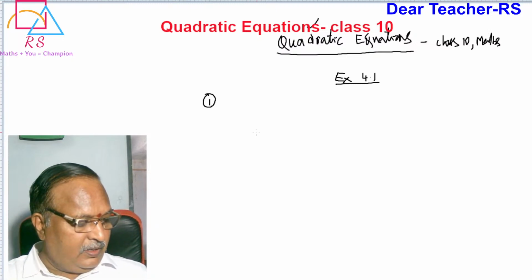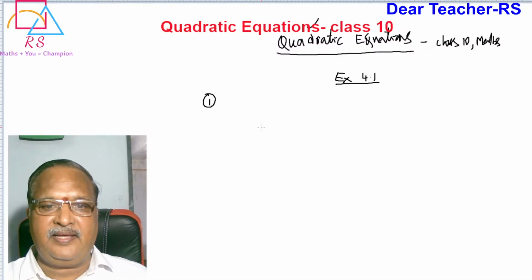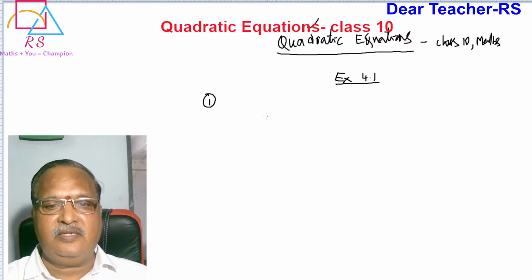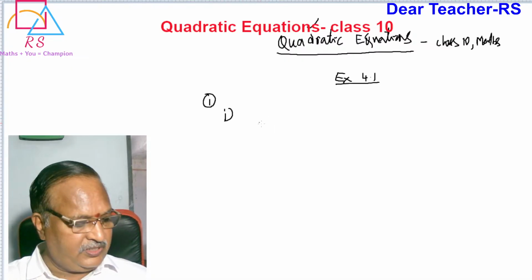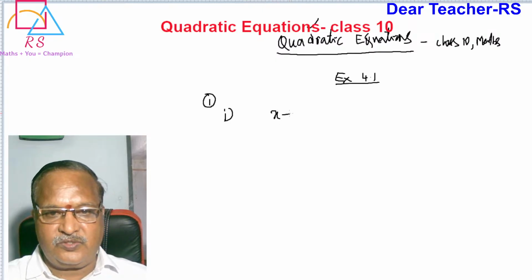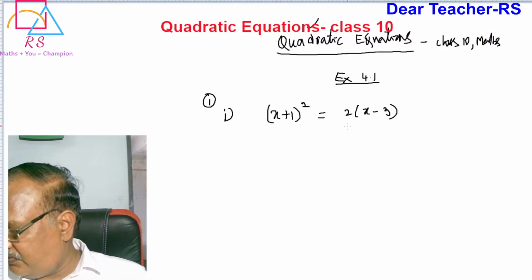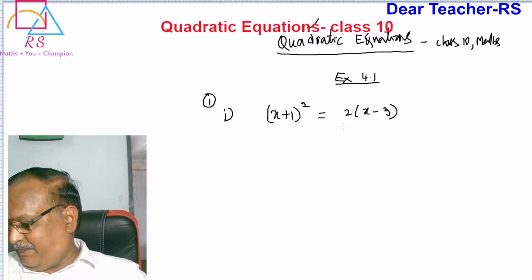There are 8 problems in this. We have to check whether those 8 are quadratic equations or not. So now let us start with the first question. X plus 1 whole square is equal to 2 into x minus 3. So this is the question, and this is not in Hindi.